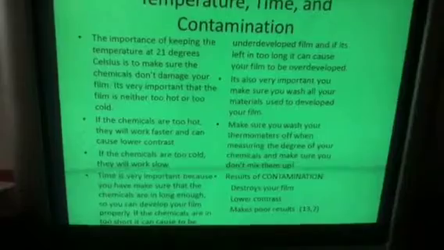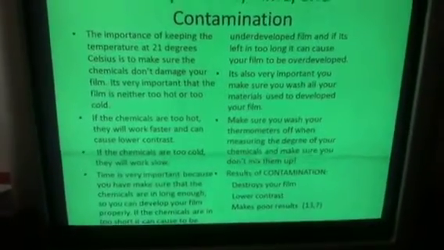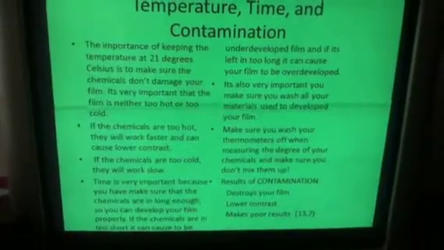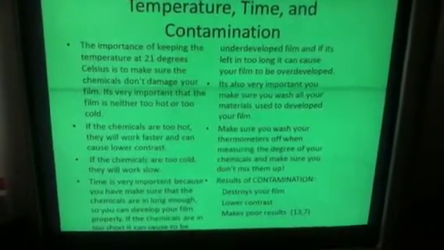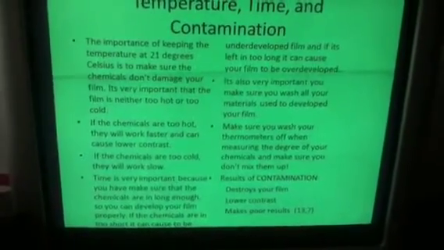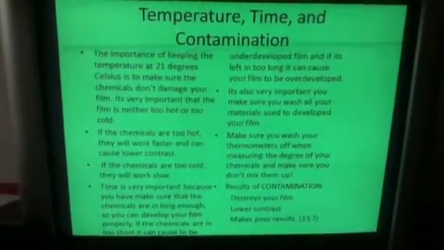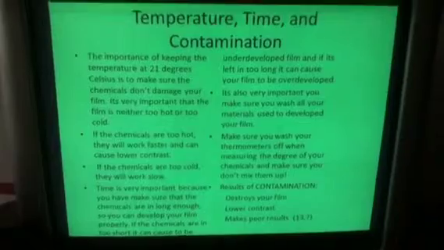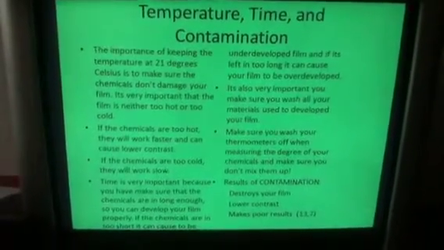Temperature, time, and contamination. The importance of keeping the temperature at 21 degrees Celsius is to make sure the chemicals don't damage your film. It is very important that the chemicals are neither too hot nor too cold. If the chemicals are too hot, they will work faster and can cause lower contrast. If the chemicals are too cold, they will work slowly.